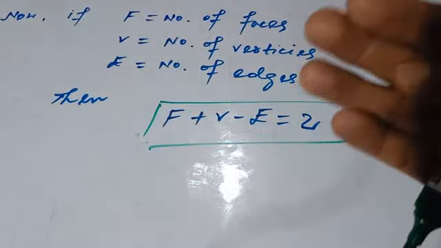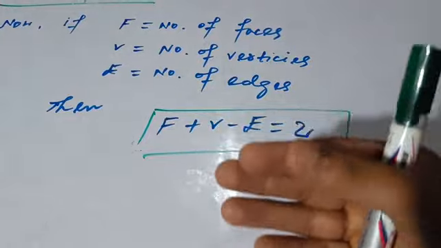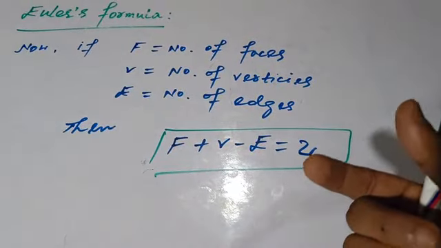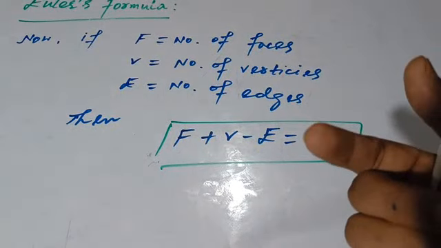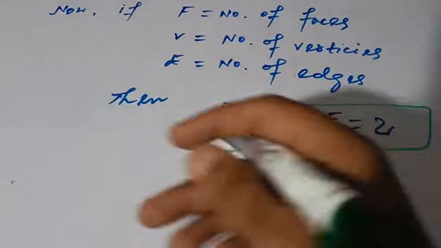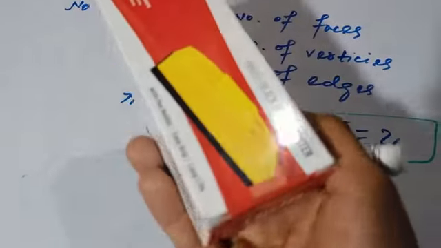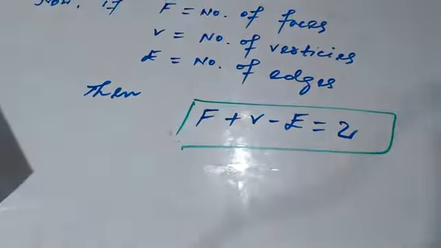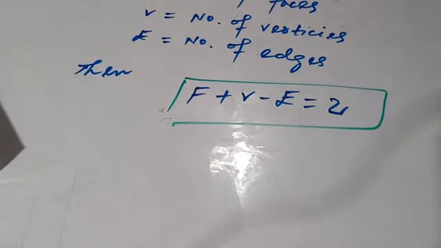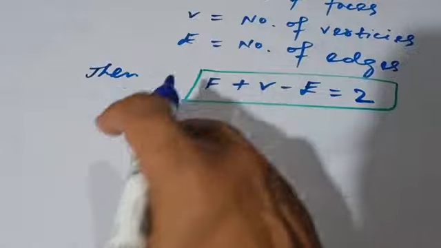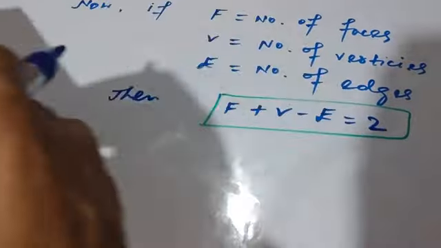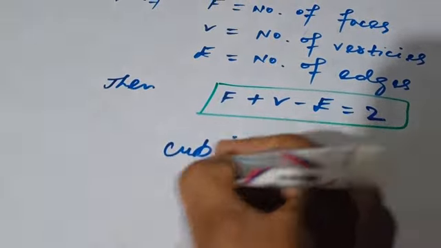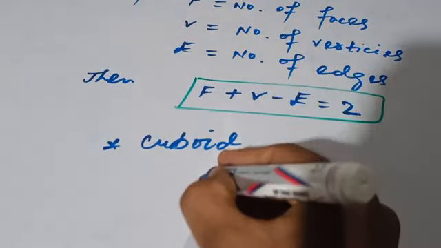Or if any one of the number of faces, vertices or edges is missing, you can find it by using this formula. Students, let's try to understand the same with the help of this example again. I have already been saying that this is a cuboidal figure. In case of this figure, which is a cuboid, we can take the case of cuboid here.